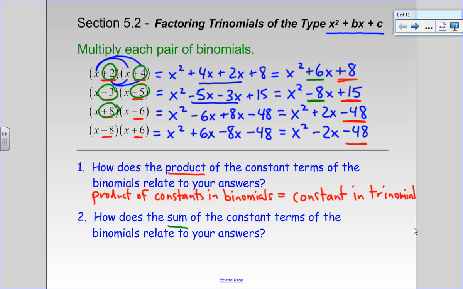The sum of 8 and negative 6 is 2. The sum of negative 8 and 6 is negative 2. So it seems that the sum of those constant terms in the binomials always becomes the coefficient of x in the middle of the trinomial.